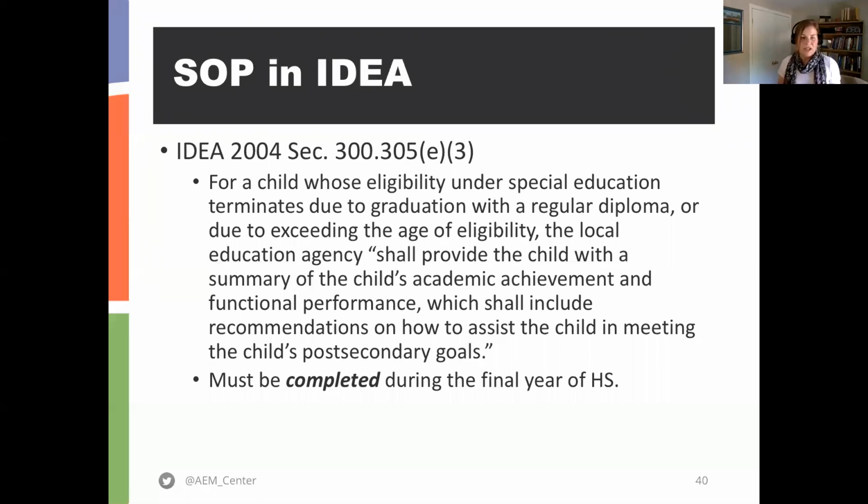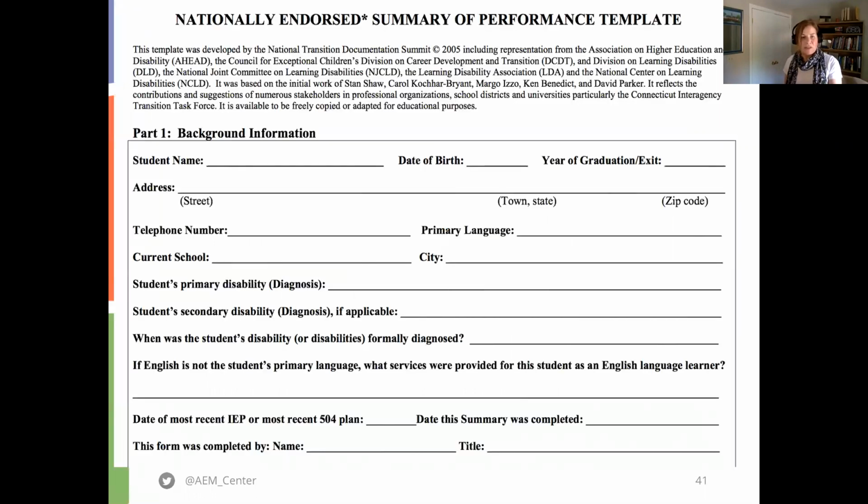The local education agency shall provide the child with a summary of the child's academic achievement and functional performance, which shall include recommendations on how to assist the child in meeting the child's post-secondary goals. And there are some supports for this. There's a nationally endorsed summary of performance template, again, that is available through the digital handout.